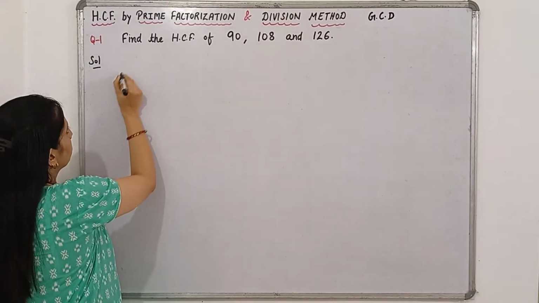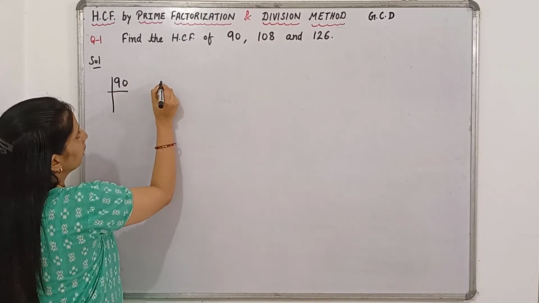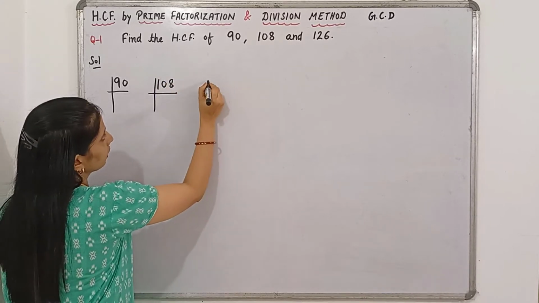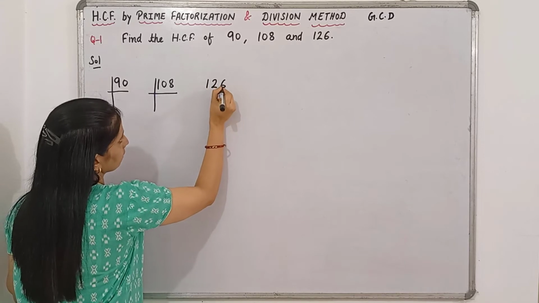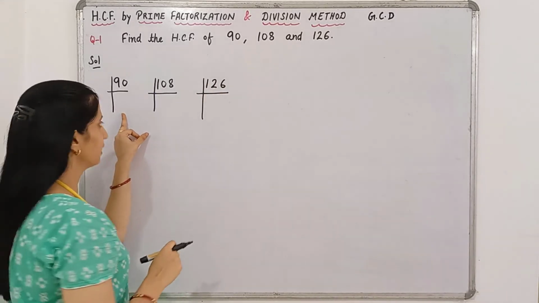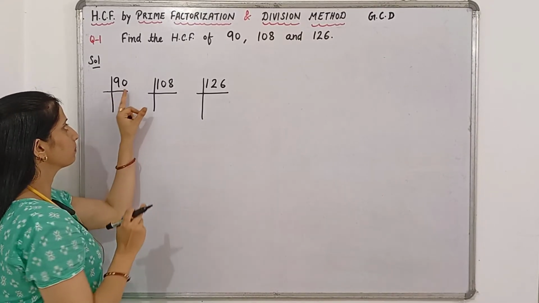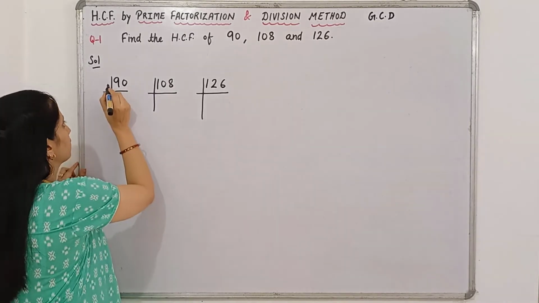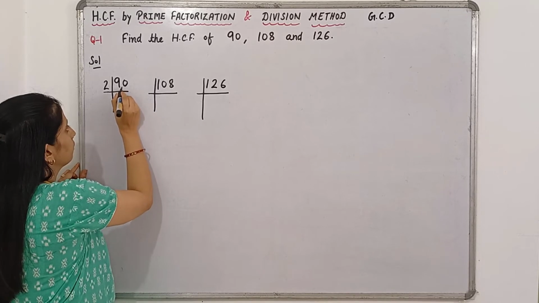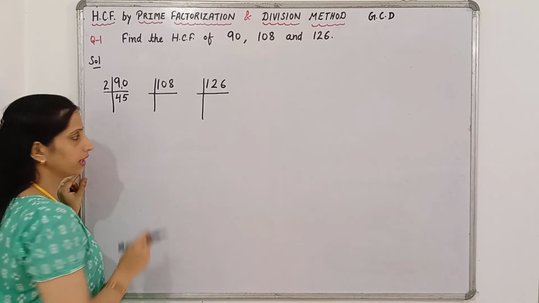So we will find out the prime factors of 90, then 108 and at last 126. So now let's start from the first one, that is from 90. So 90 will be divisible by 2, as at the ones place it is 0. So we will start from 2. 2 4s are 8, 1 will left and 2 5s are 10. So we will get 45.